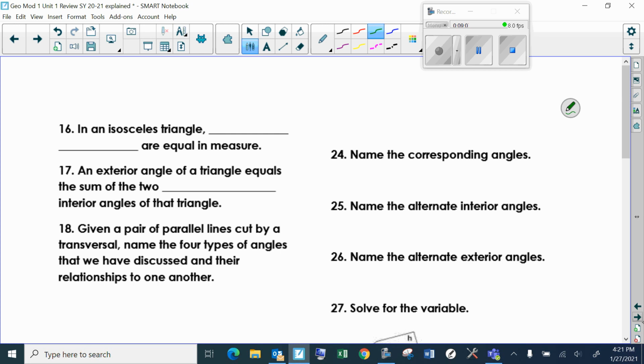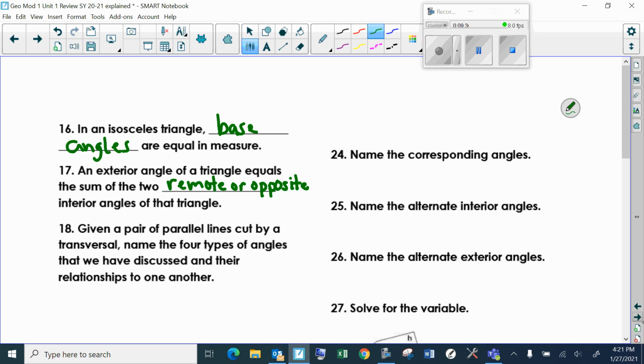In an isosceles triangle, base angles are equal in measure. Don't forget, an isosceles triangle, by definition, is at least 2 congruent sides. The exterior angle of a triangle equals the sum of the 2 remote or opposite interior angles of that triangle. There we got to know both of them for the DCAS.